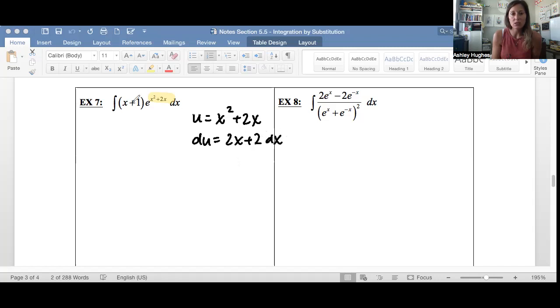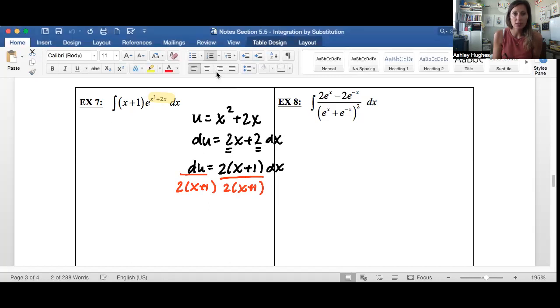Now notice this doesn't look just like that, but you can make it look like that because I notice I have a 2 that is a common factor. So you can pull out that common factor, and then I'll show you the solving for dx way just to be consistent. If I solve for dx, and then I go to substitute these things in, I do need to write x plus 1 still. And then that's e to the u.